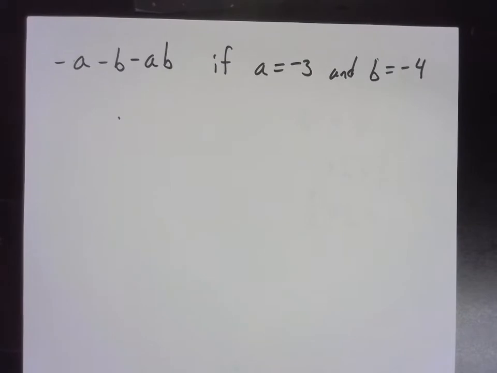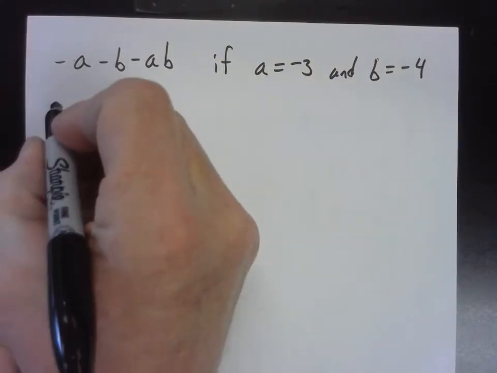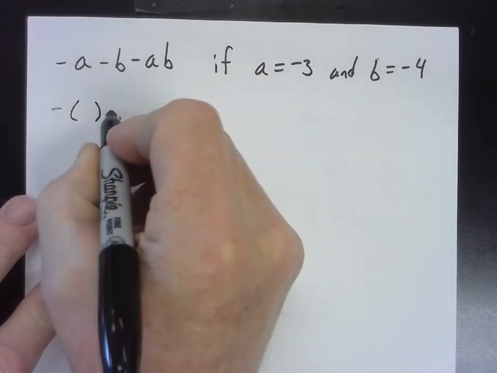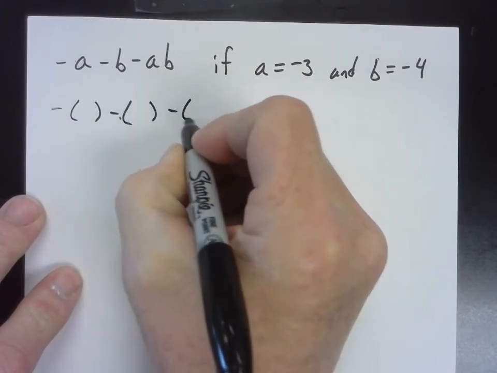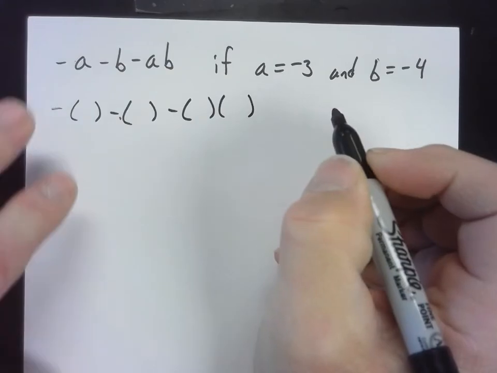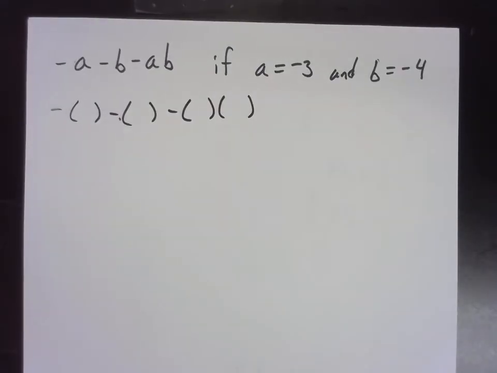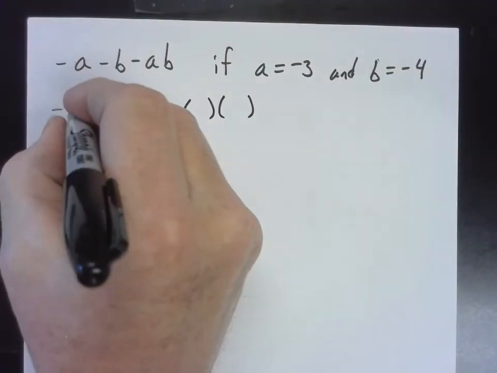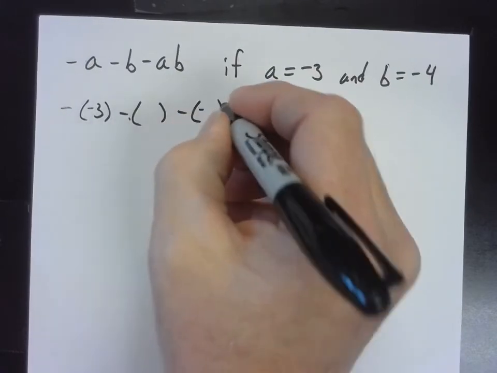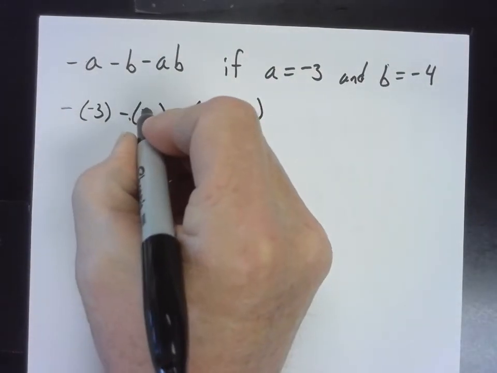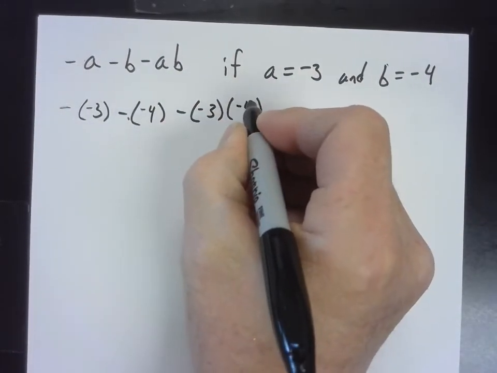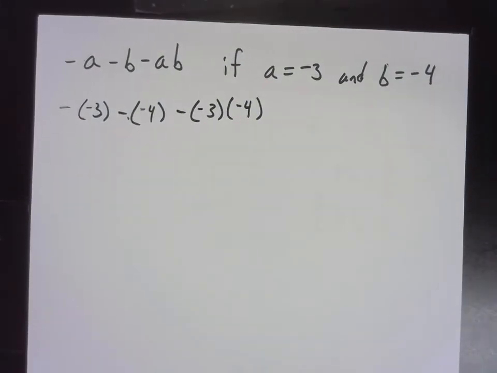Okay, I'm not worried about the final result right now. What I'm worried about right now is that you're doing this. You follow me? So that when we put -3 in for A and -4 in for B, it says what it's supposed to say. The opposite of -3, subtract -4, subtract -3 times -4.